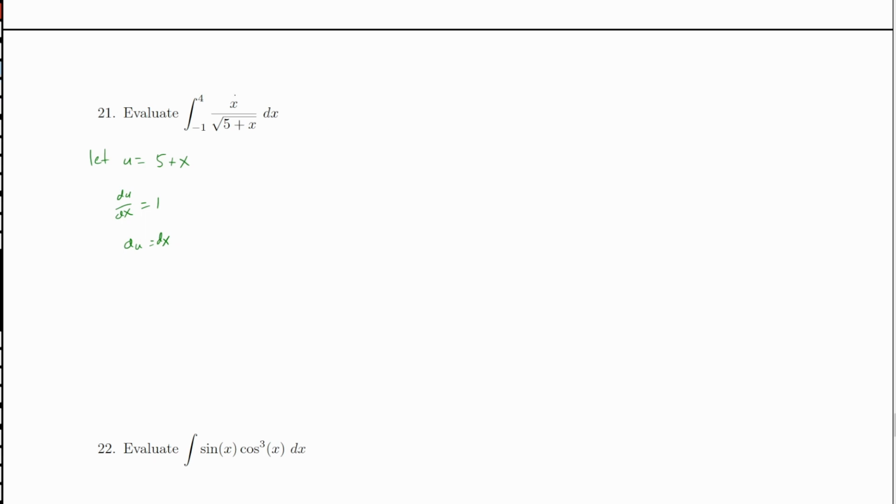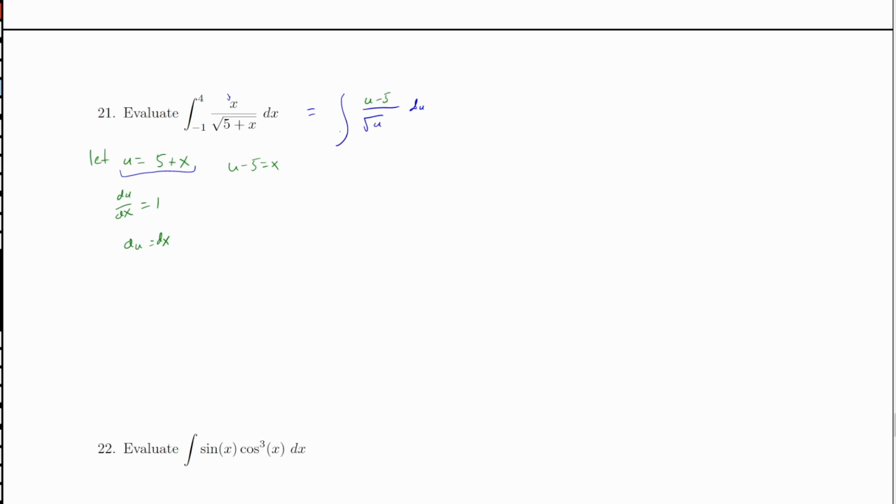Okay. So I can rewrite this thing where I have a square root of u in the denominator. The dx is going to become a du, but I still have this x to worry about. Okay, so let's go back here and solve for x. So u minus 5 equals x. So I can replace this x with a u minus 5.